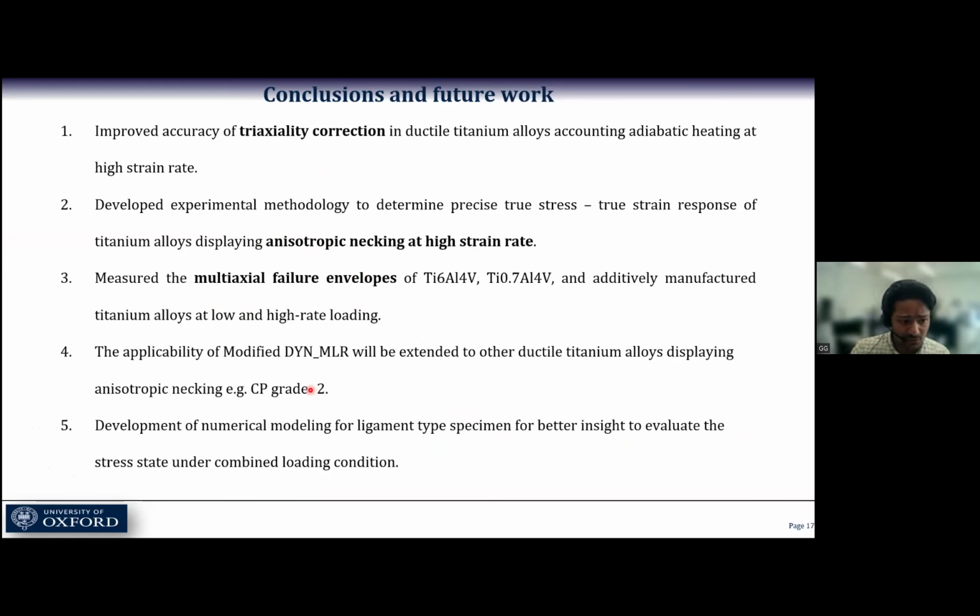In the future, I'm also working on extending this modified MLR for anisotropic necking, and at the same time developing numerical modeling of ligament type specimens for better insight to evaluate the test state under loading conditions.